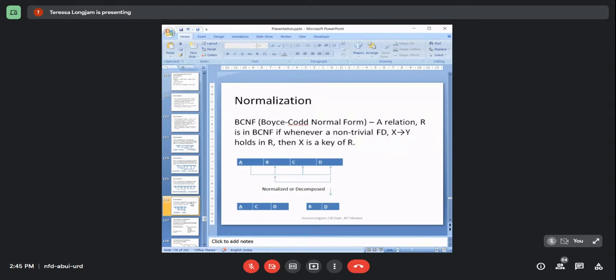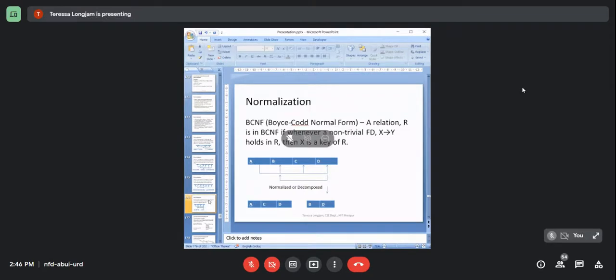Anything you want to ask? We have done functional dependency and normalization. So we'll start a new chapter from the next class. Any doubt?